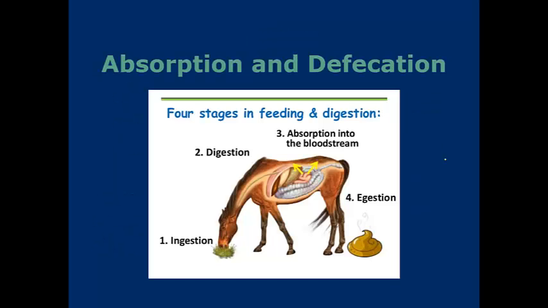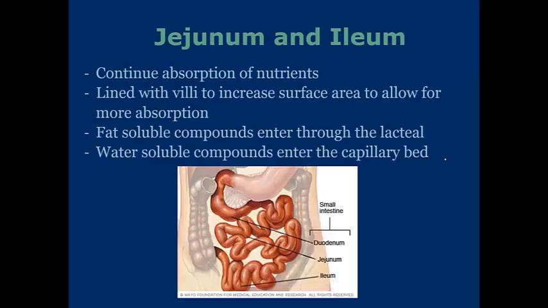So we've gone into the first two portions. Let's go into the second portions, absorption and defecation, or egestion as it is also known. The jejunum and ileum continue the absorption of these nutrients in the form of villi, which increase the surface area to allow for more absorption.